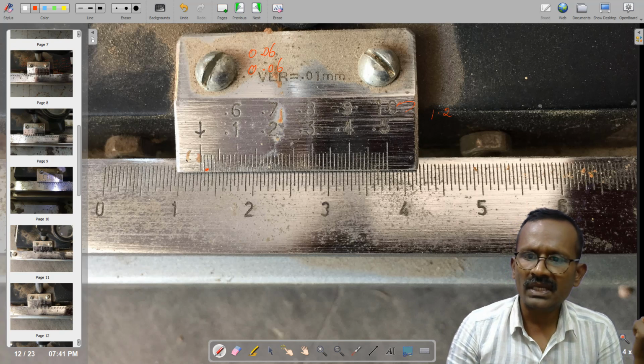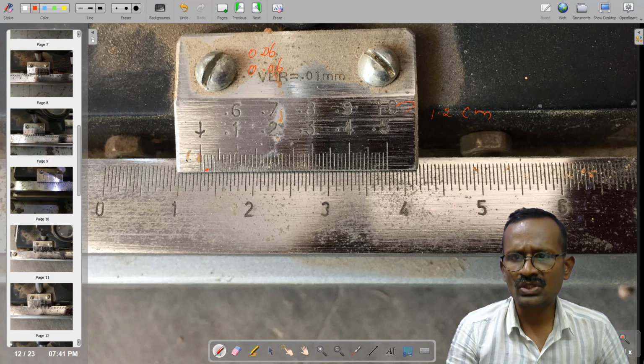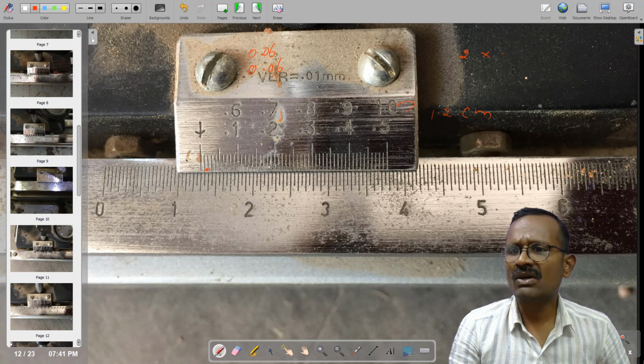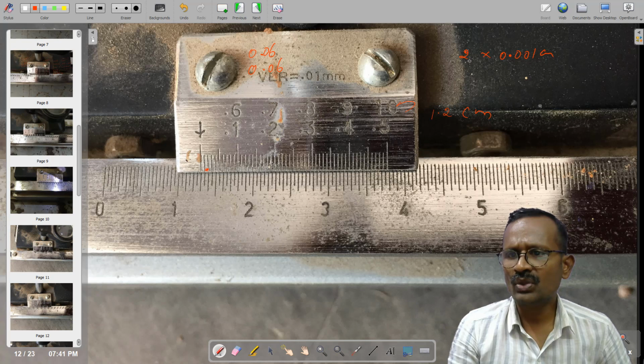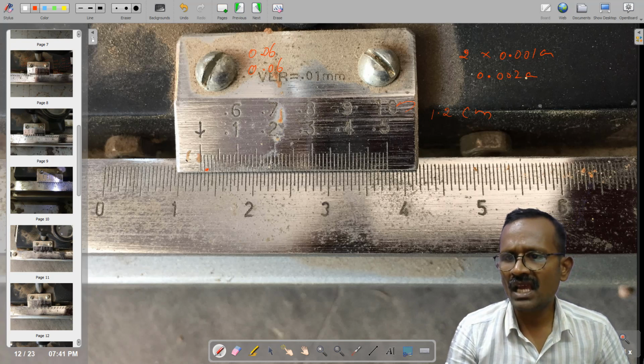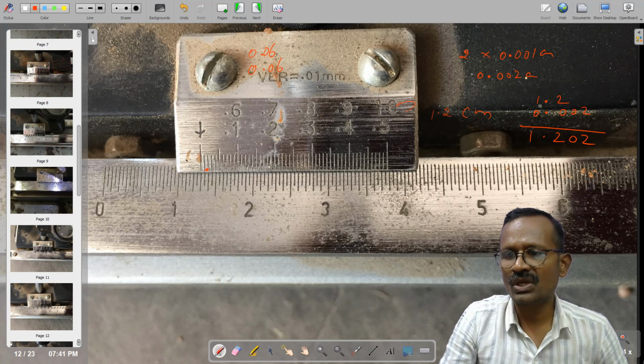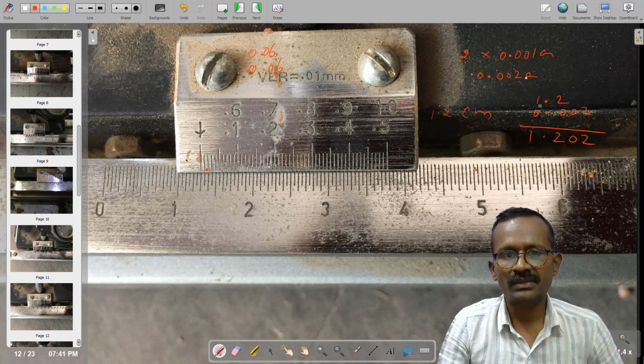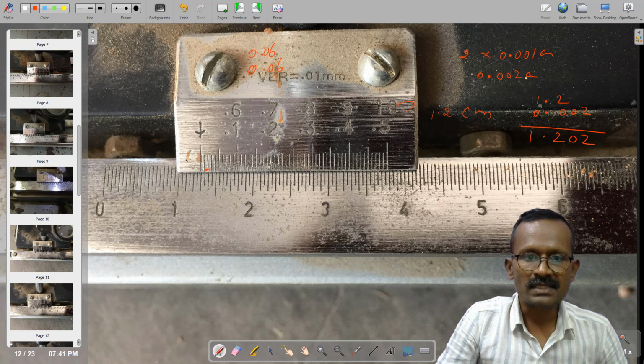Now the main scale reading is 1.2 centimeter. What about the vernier coincidence? Vernier coincidence 2. What about the least count? 0.001 centimeter. If you multiply 2 by 0.001, how much will you get? 0.002 centimeter. If you add it to the main scale reading 1.2, how much will you get? 1.202. This is the reading you will get.